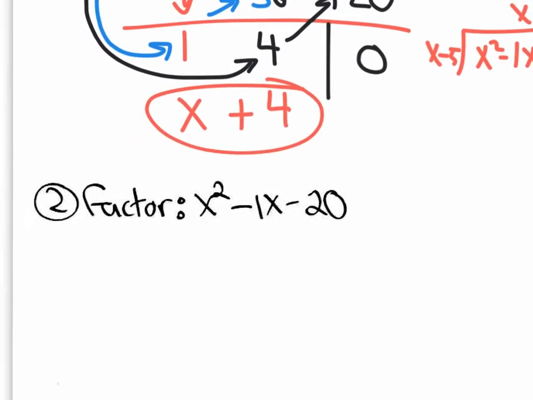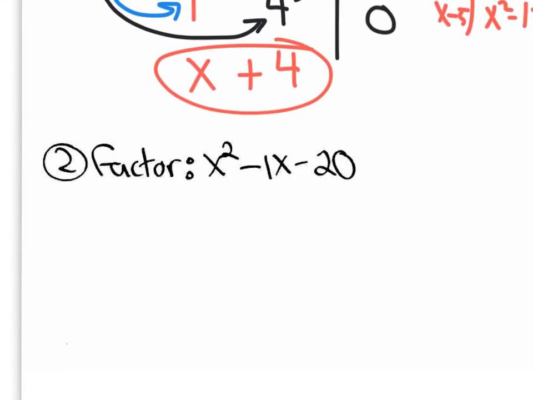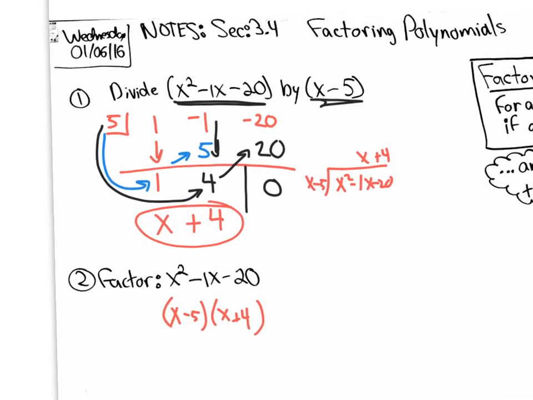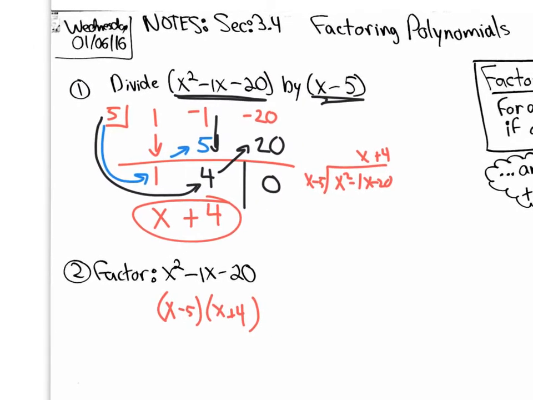Let's take a look at this next one. They're asking us to factor. That's really easy to do. What times what is the last number, negative 20, that if you add together is negative 1? Well, that will be x minus 5 times x plus 4. Okay? So why am I doing this? Because there's something that we need to understand here. If I divide and I get a remainder 0, then it actually is a factor.